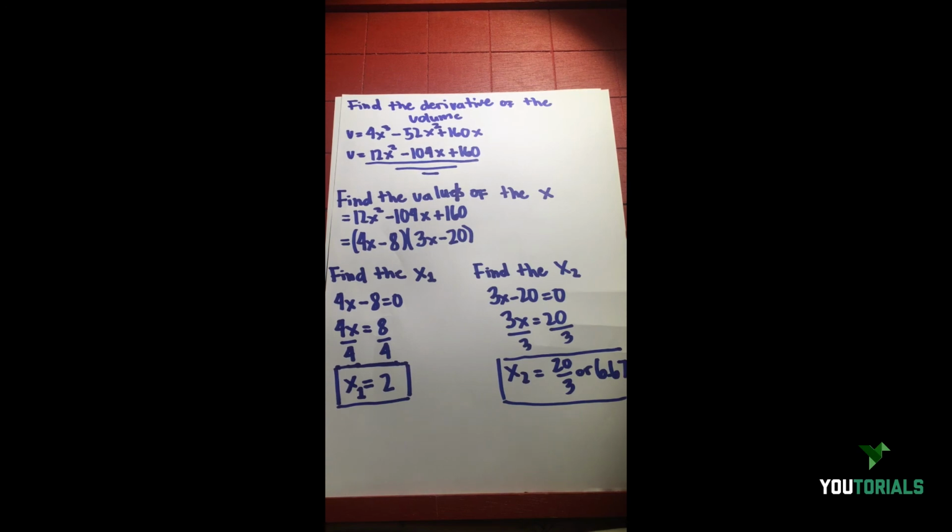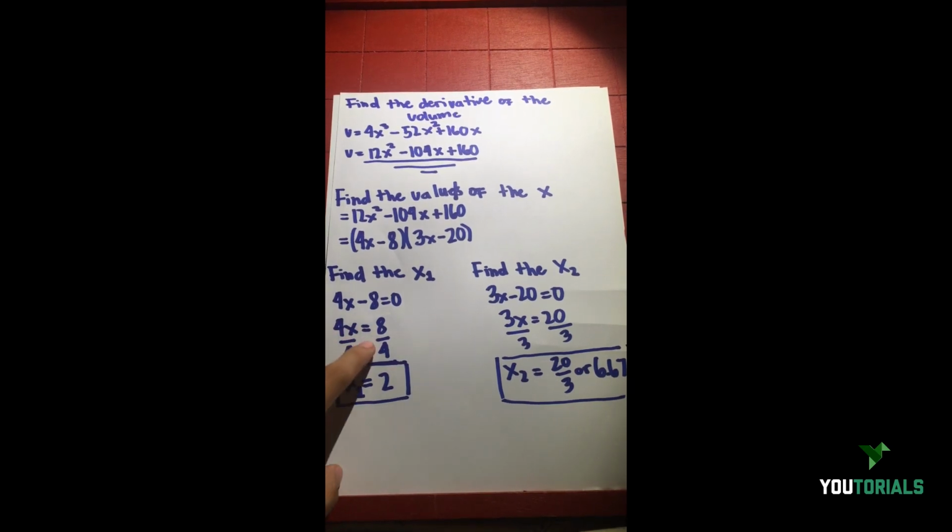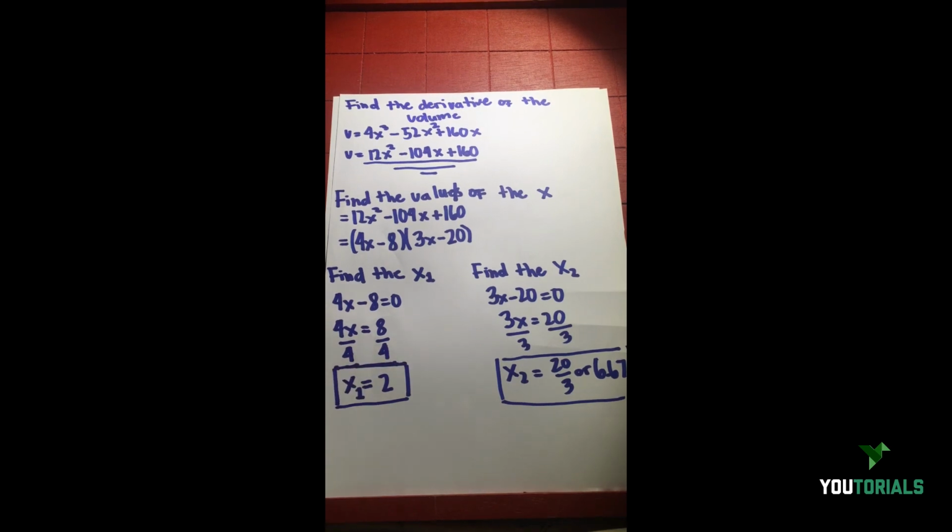Now, we will find the x sub 1. First, 4x minus 8 is equal to 0. We will transpose the 8 to the right side. So, 4x is equal to 8. Now, to get rid of the 4, we have to divide both sides by 4. So, 4 divided by 4, 1. 8 divided by 4, 2. So that is why x sub 1 is equal to 2.